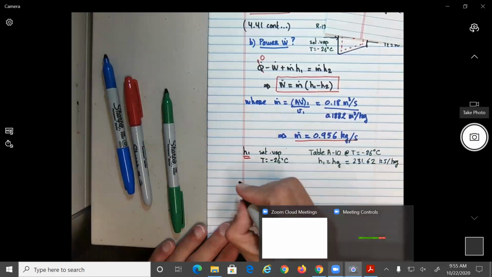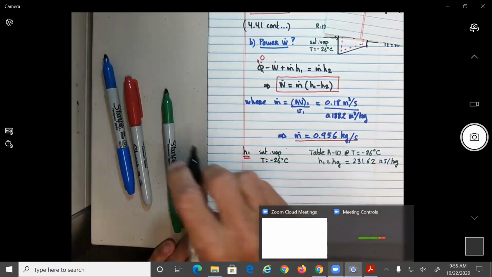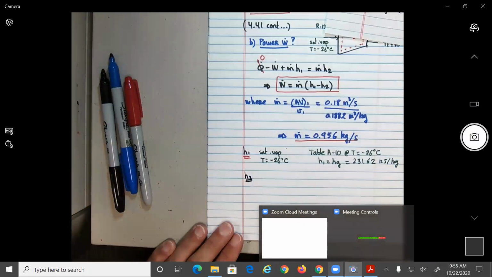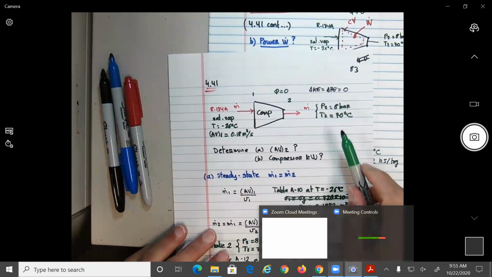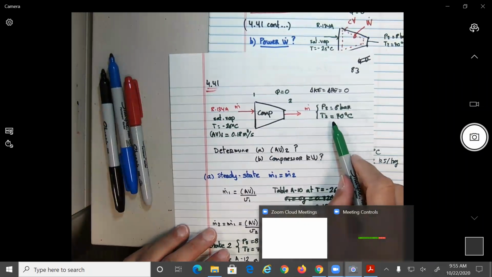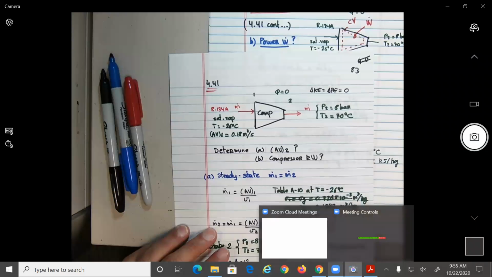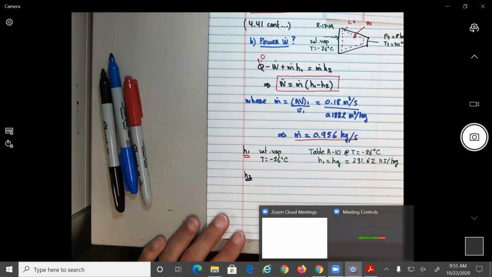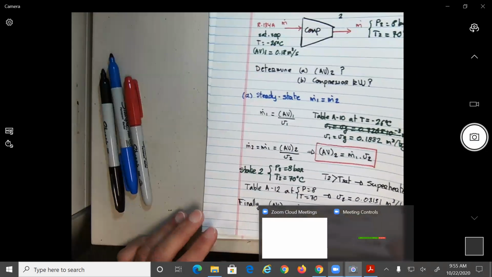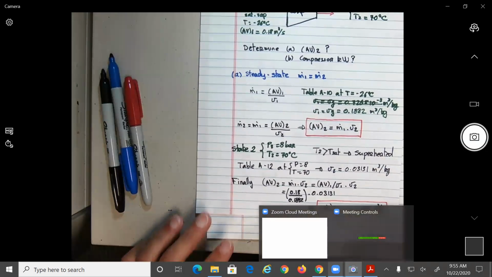And for H2, we also need to know two things. We know the pressure, we know the temperature, no? So you know two quantities, you can go to the table. So T2 equals 8 and T2 equals 70. Okay, this is from the previous problem, on the previous section.